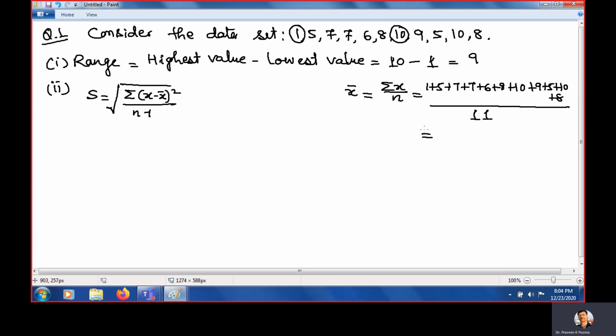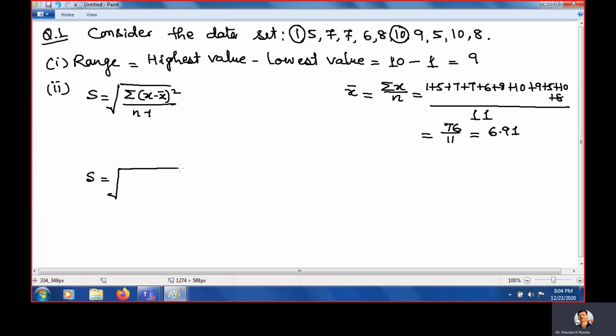Clear? You need to find the sum of all these values, and if you find the sum of all these values, it is 76 upon 11, and that will give you 6.91. So this is the mean. After evaluating the mean, now we can find the standard deviation, S equals to.